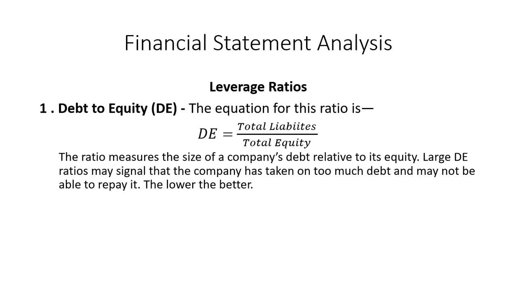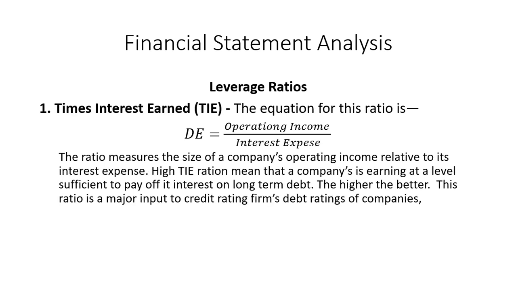This ratio measures your ability to pay off the principal on long-term debt, and it's simply total liabilities over total equity. In this case, the lower, the better. Obviously, if you're thinking of lending this company money, you want to have lower levels of debt than higher levels of debt.